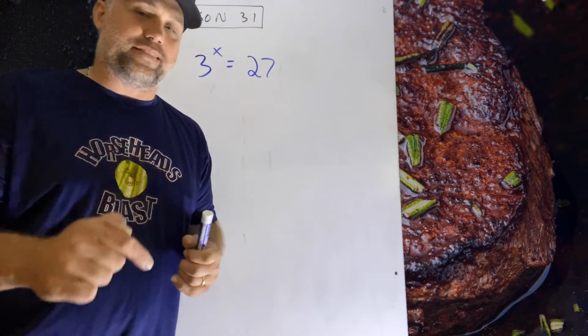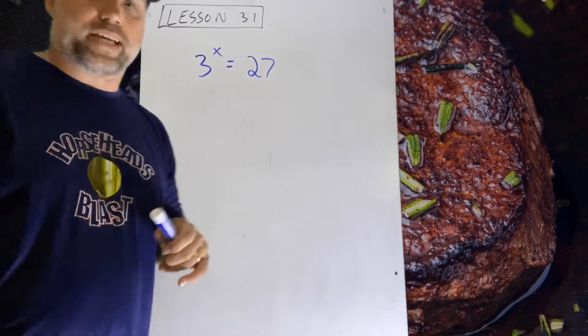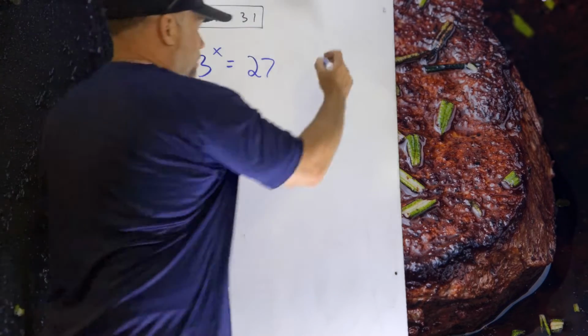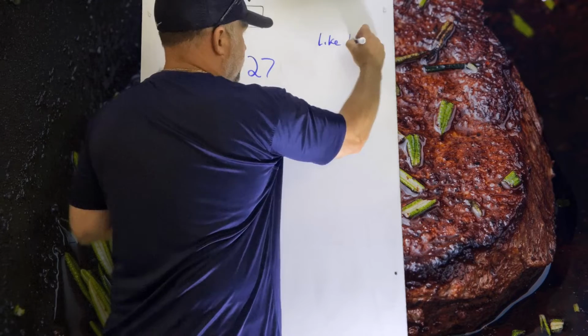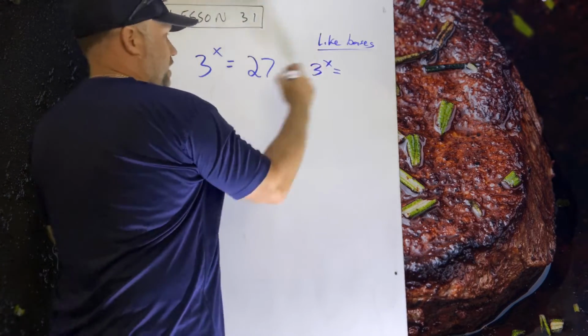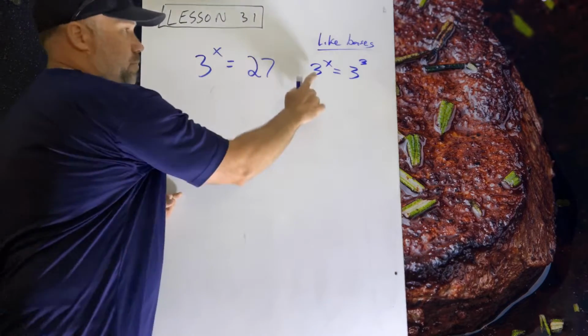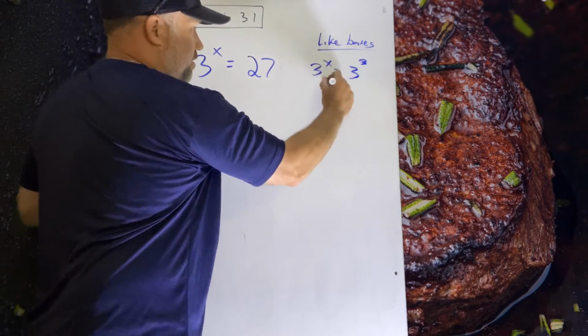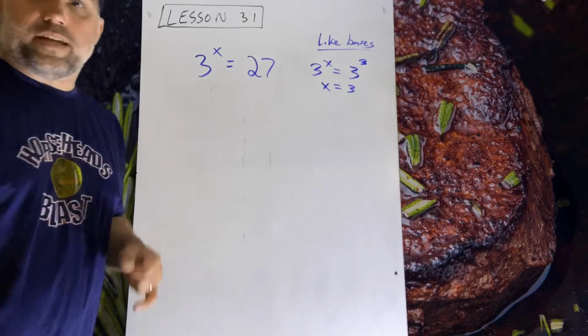Anyways, so if I have 3 to the x equals 27, which we learned to solve using like bases in previous lessons. So what I can do if I use like bases, let me just do that real quick over to the side. I can change the 27 to 3 to the 3rd, and if my bases are the same, that means that x must equal 3. That's how you do it with like bases.